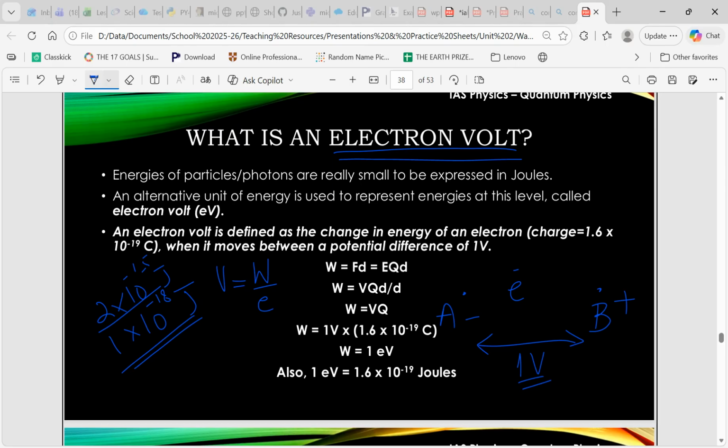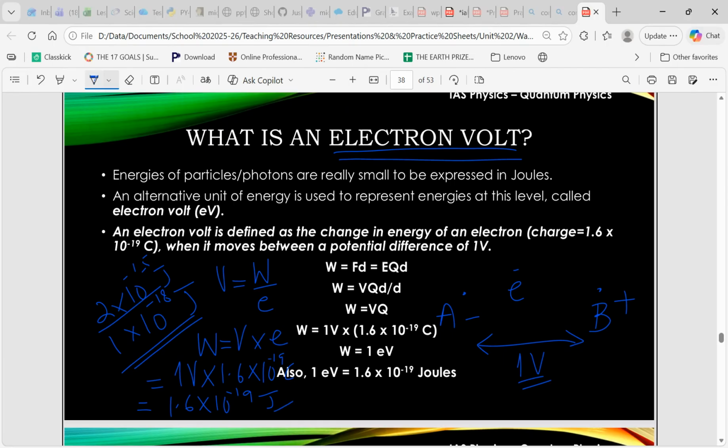So now, if I try to calculate the work done here in moving the electron between point A and B, how can I calculate that? I can calculate that as the potential difference between point A and B multiplied by the charge of an electron. So the potential difference we said is 1 volt. Charge of an electron is 1.6 into 10 to the power minus 19 coulombs, the elementary charge, right? So this gets us an answer of 1.6 into 10 to the power minus 19 joules.